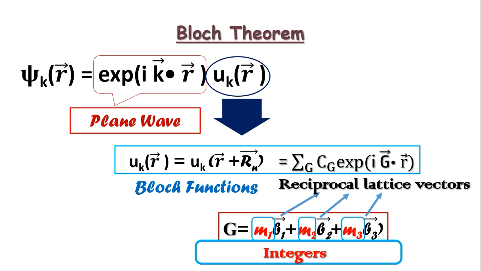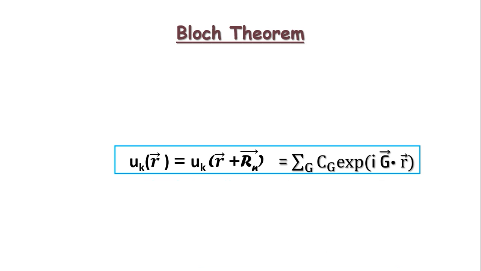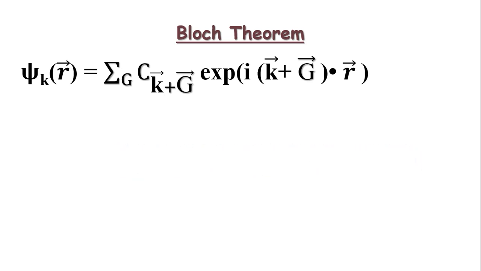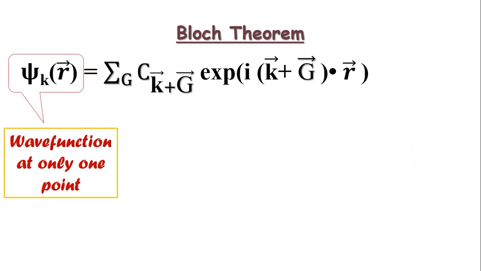Formalities are done. Now, using this expression for u_k, psi_k becomes summation over G of c_(k+G) exp(i(k+G)·r). Now, this expression brings a serious problem with it. It tells us that even if we want to evaluate the solution at just a single point in k space, it will require the summation over an infinite number of possible values of G. And this does not definitely sound too promising for practical calculations.